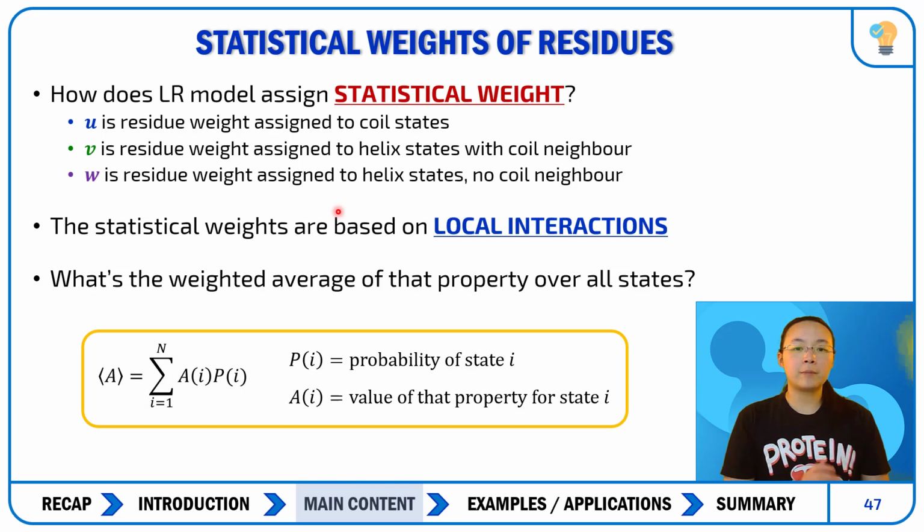So if we want to calculate the weighted average of that property over all states, we have to use a summation. So that summation term is given here, where we're going to say the weighted average A is the sum of every single state's probability times its weighted value. So we have this equation. Now where do we go from there?